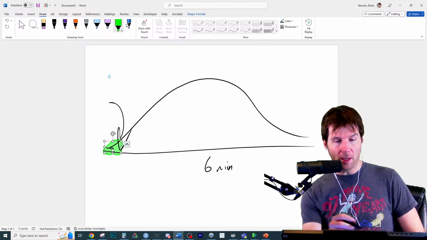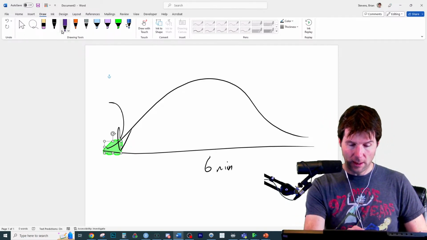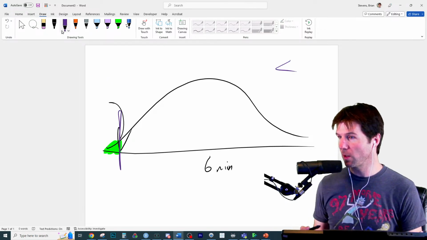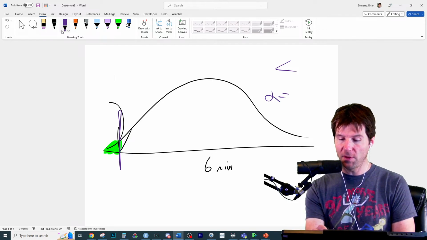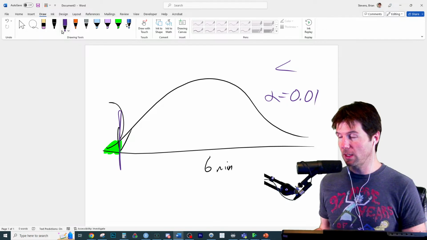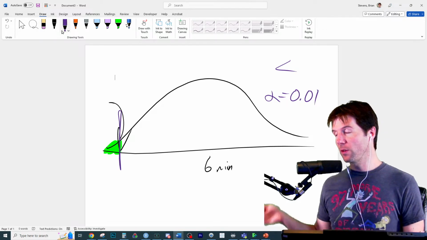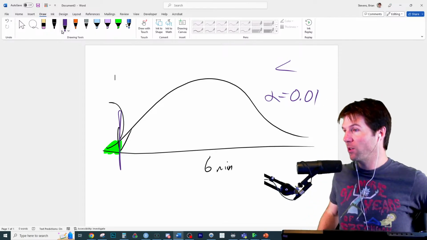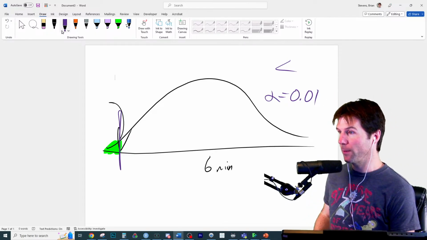So if you set your alpha to this, you could run a less than test to see if Brian's faster than a 6-minute mile with an alpha equal to 0.01, and you would only make the error 1% of the time where you would reject the null. So that's you setting your error rate. It's possible that you could think I'm faster than 6 minutes, but I just had a really great mile.